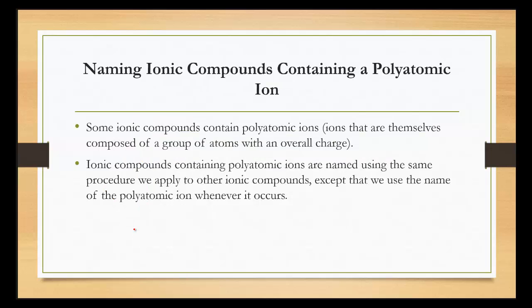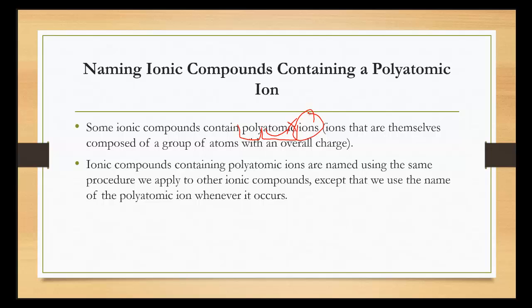Some ionic compounds contain polyatomic ions. If we break down that term, poly means many. Atomic, if we take off the IC, we have atom. So we have many atom ions, which means that they share a charge. There are many atoms here that have come together to share a charge. Polyatomic ions are ions that are themselves composed of a group of atoms with an overall charge.